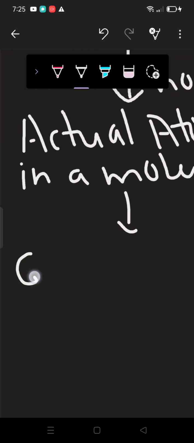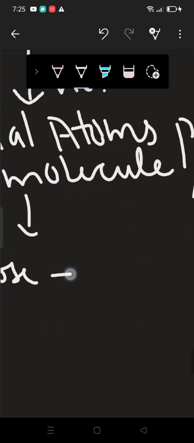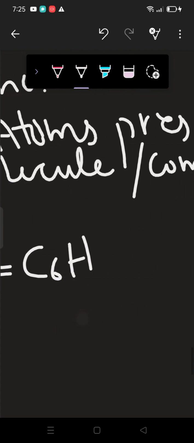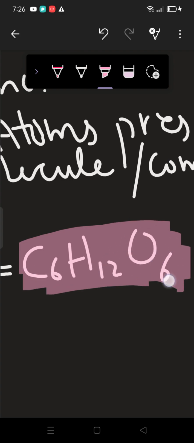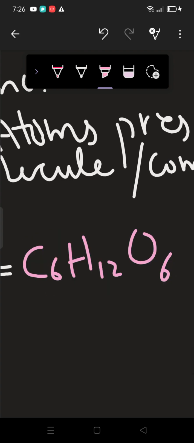glucose, right? We know the formula of glucose is C6H12O6. So it gives me the complete, actual number. It tells me how many carbon atoms are present in the glucose molecule, how many hydrogen atoms, and how many oxygen atoms, right?